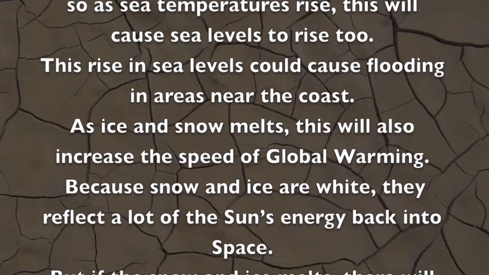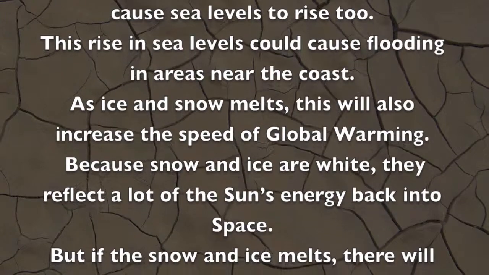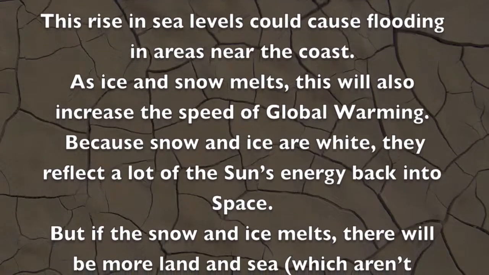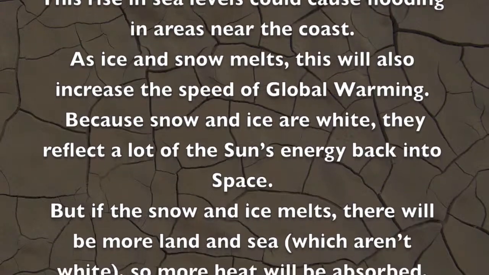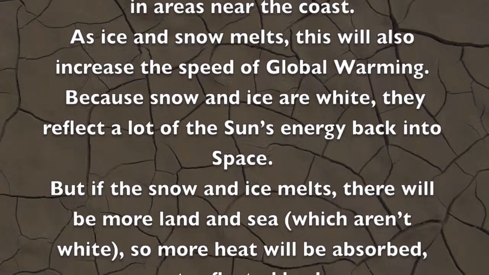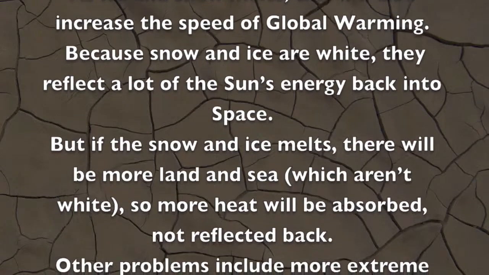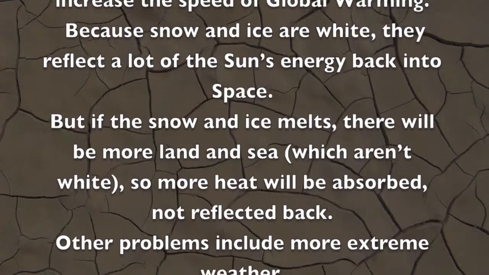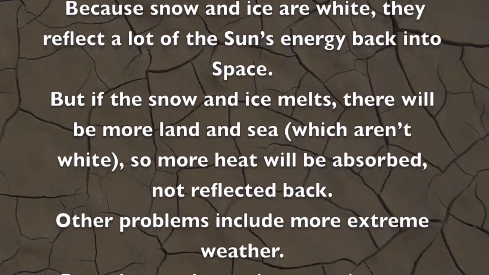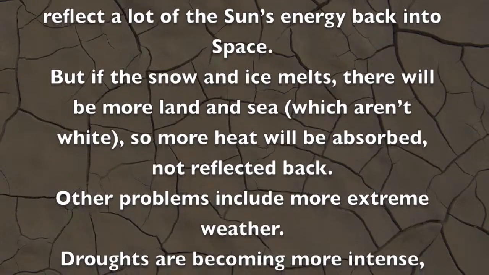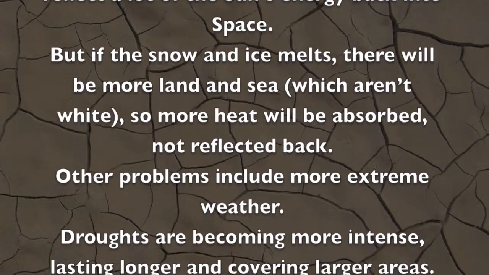As ice and snow melts, this will also increase the speed of global warming. Because snow and ice are white, they reflect a lot of the sun's energy back into space. But if the snow and ice melts, there will be more land and sea which aren't white, so more heat will be absorbed, not reflected back.